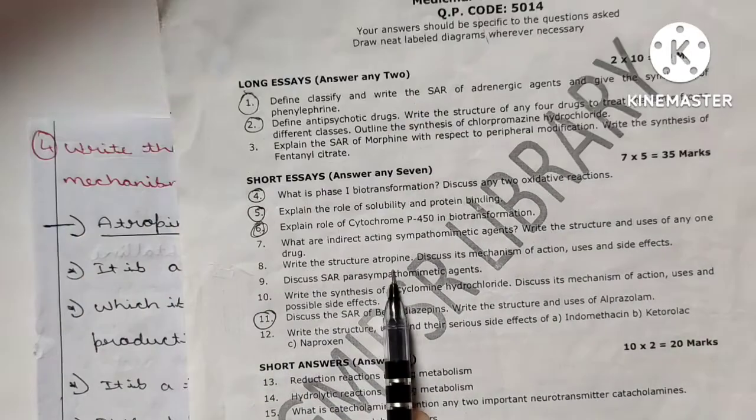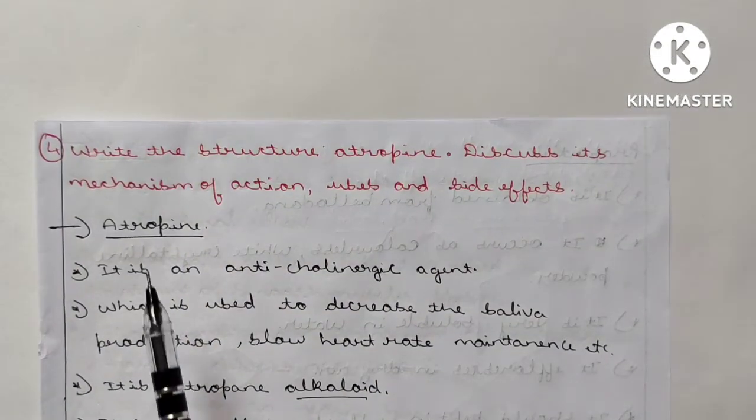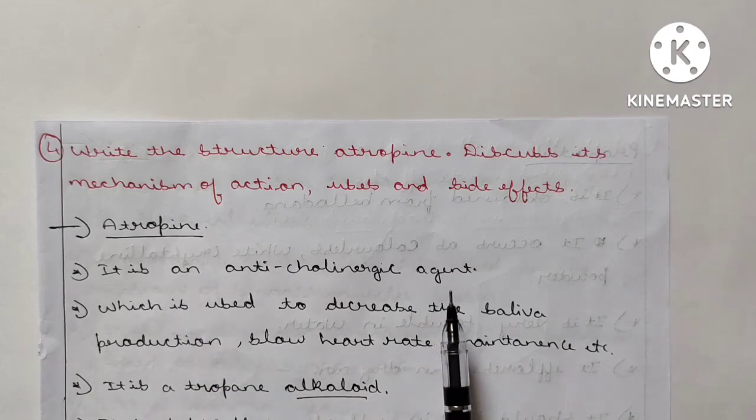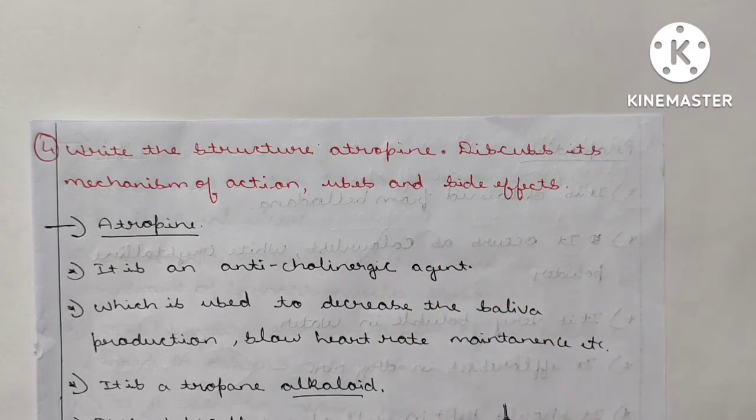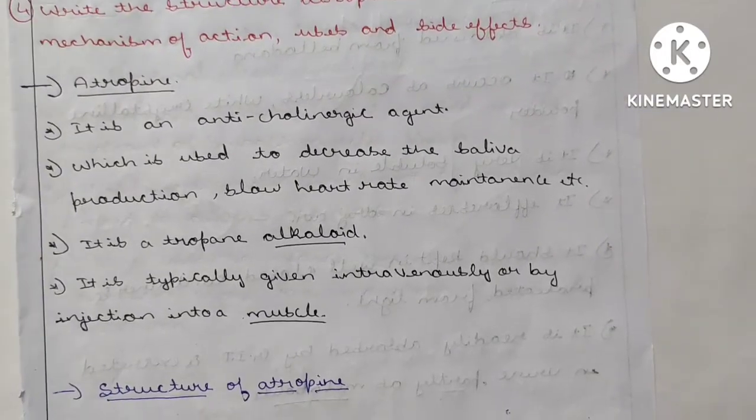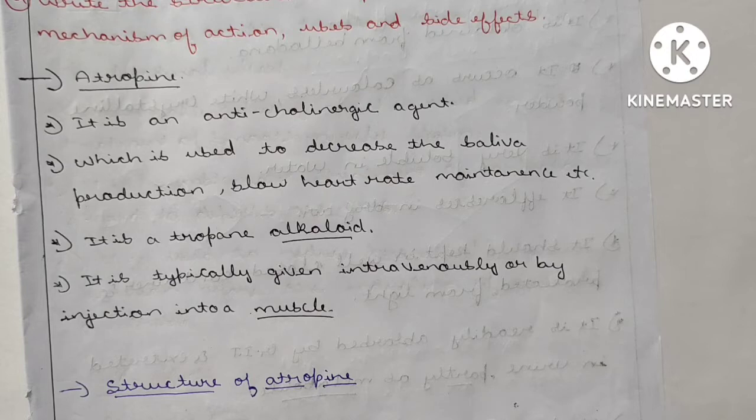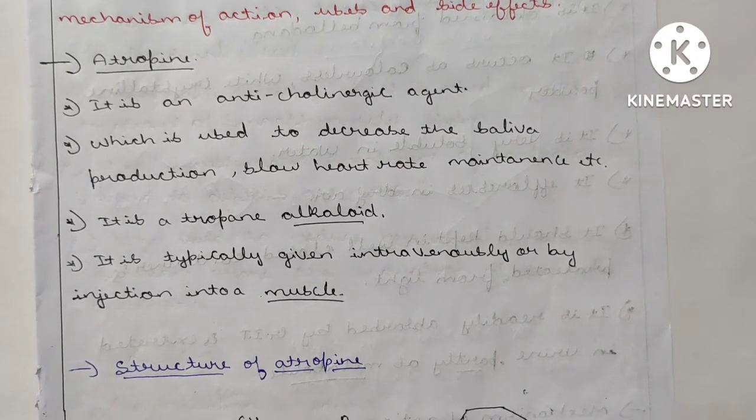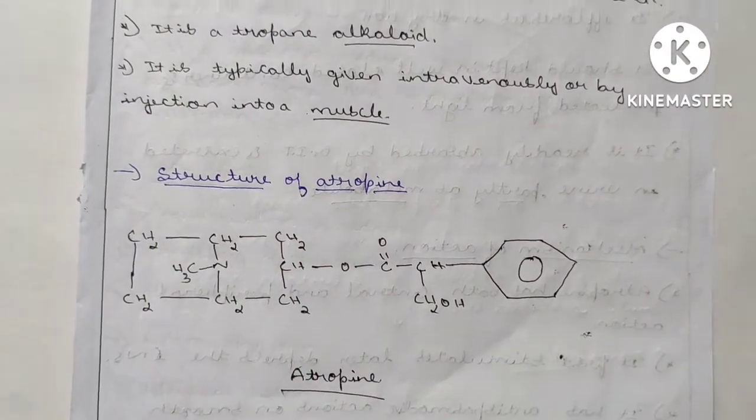See here, now in 5 marks our next question is the 8th question: write the structure of atropine, discuss its mechanism of action, uses and side effects. Very simple. First you have to write what this atropine is. It is an anticholinergic agent used to decrease saliva production and slow heart rate. Most probably in Parkinson patients, there is excessive production of saliva, so to decrease that saliva production we give this type of atropine drugs. It is an alkaloid, and it is given intravenously, most probably by the IV or IM route. This is the structure of atropine. I will upload the notes in the description. You can go and watch there.